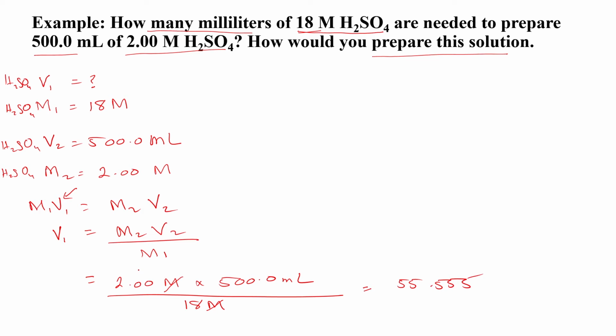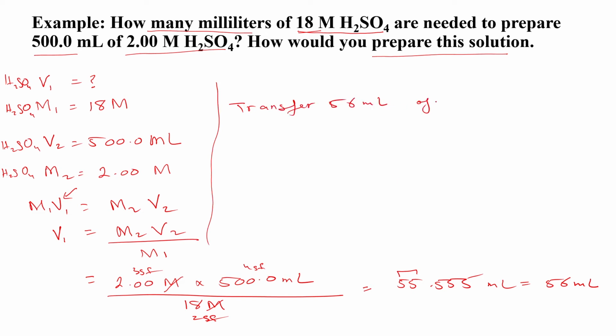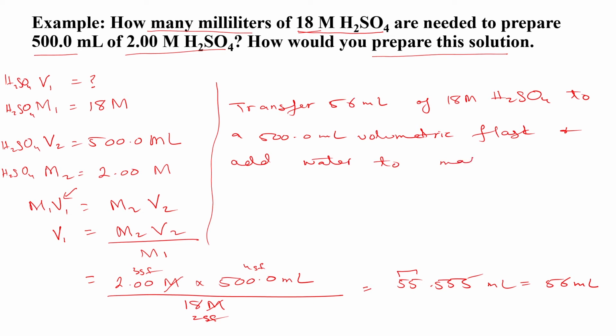Okay. So here I have 3 sig figs, 4 sig figs, and 2 sig figs. My answer is going to be 2 sig figs, and it will be 56 mL. So what I need is to transfer 56 mL of 18 molar sulfuric acid to a 500 mL volumetric flask and add water to make the volume up to the mark.